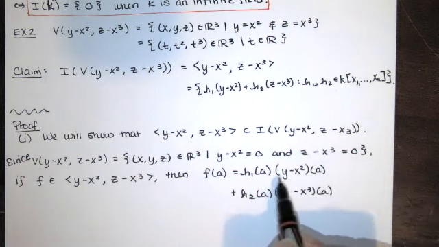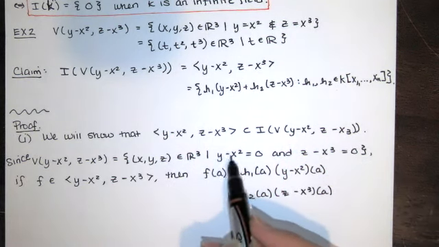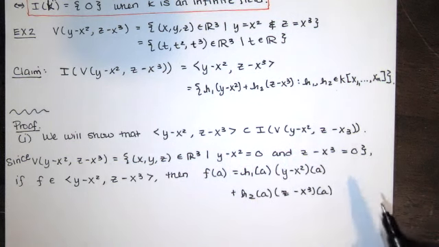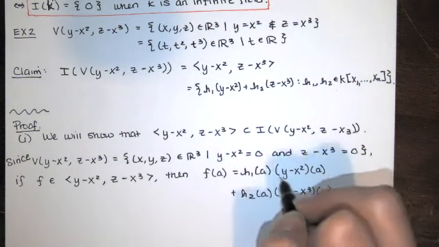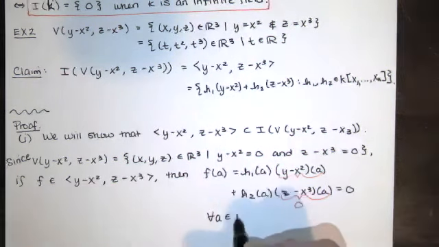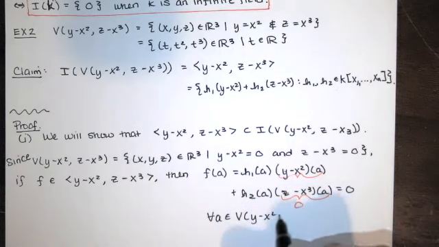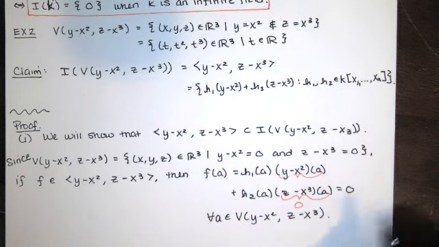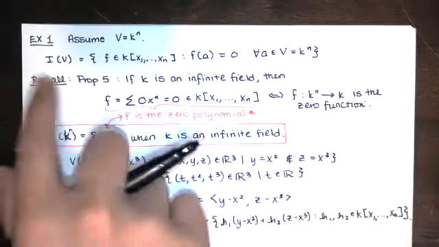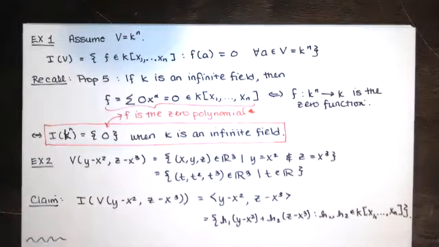Well, since y minus x squared is equal to 0 at every point in this affine variety, and z minus x cubed is equal to 0 at every point in the affine variety, this is equal to 0 and this is equal to 0. So f of a must be 0 for all points in the affine variety. And if f of a is equal to 0 at all points in the affine variety, well, where's our definition? Well, then that's the definition of being an element of the ideal of the variety.